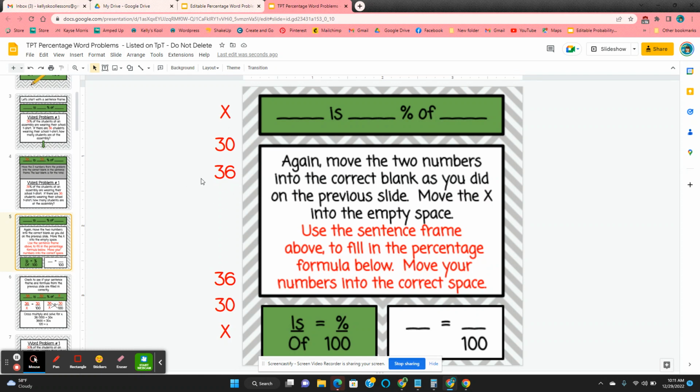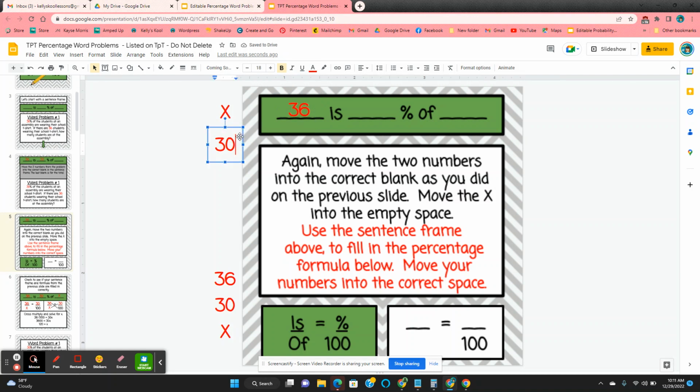Now they're going to move these three. So the blank where there is nothing is going to be the X. That's what we have to solve for. So they're just going to do the same thing they did on the previous slide. 36 is 30% of X. X is what we don't know. We don't know the total number of students.